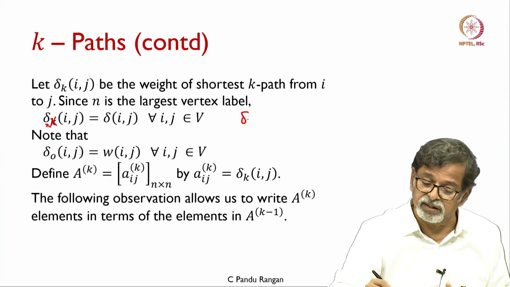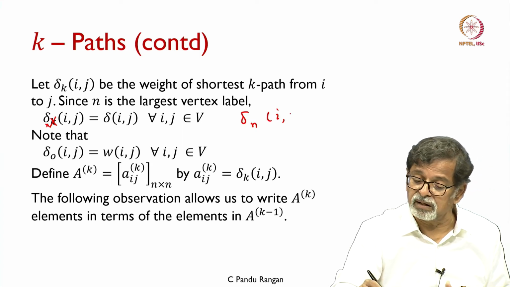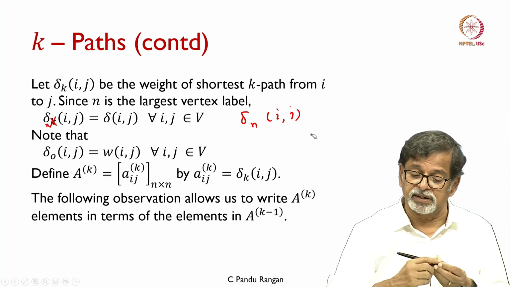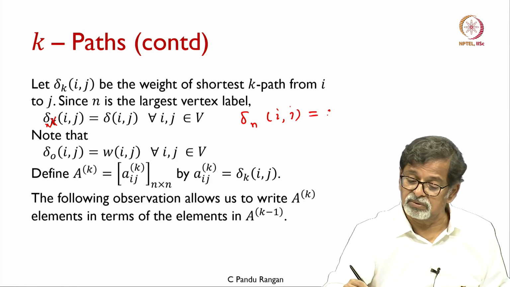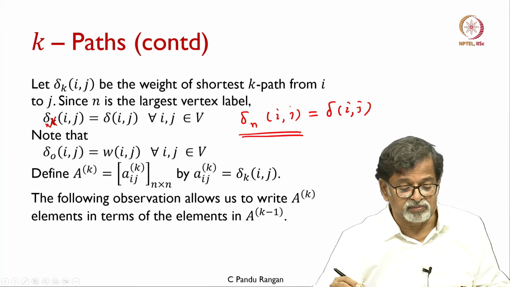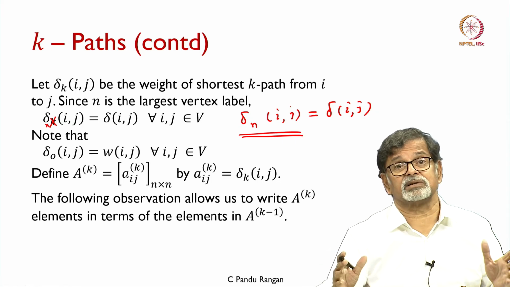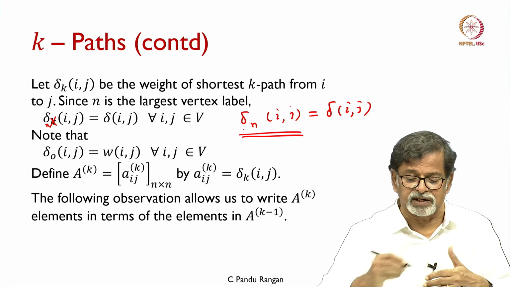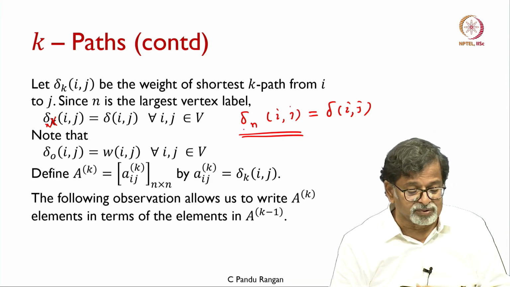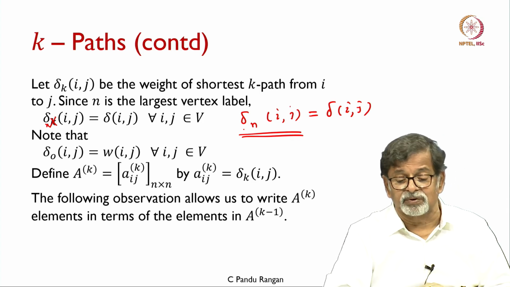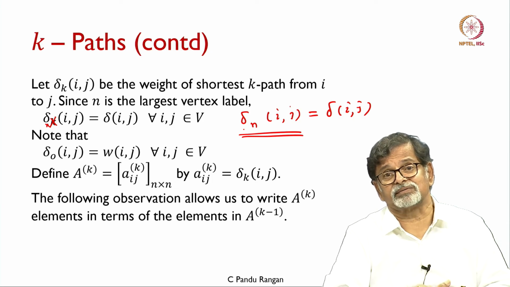Let me write down that delta n ij is equal to delta ij, because delta n ij is the shortest among all paths. All paths are included in this set. Therefore, delta n ij is the value that we are looking for.